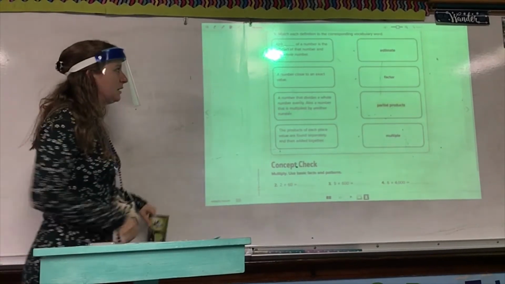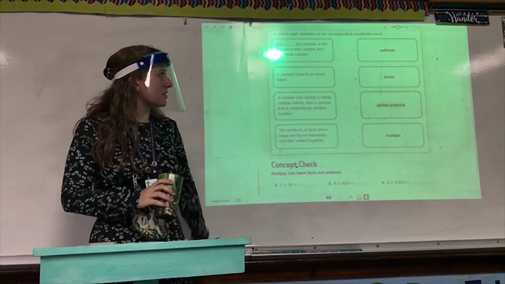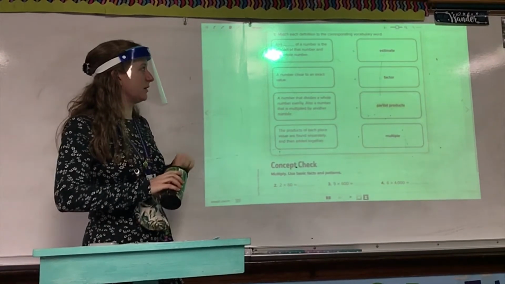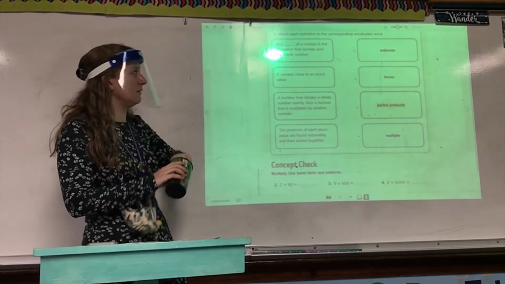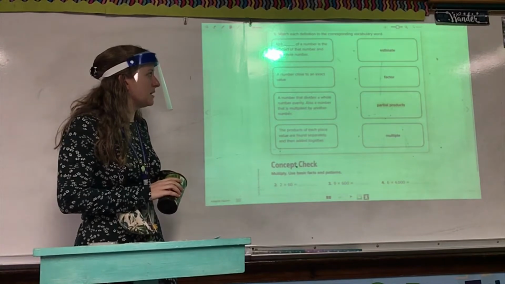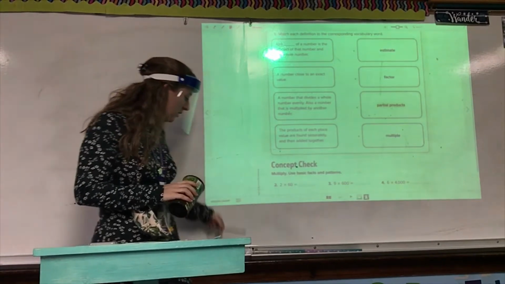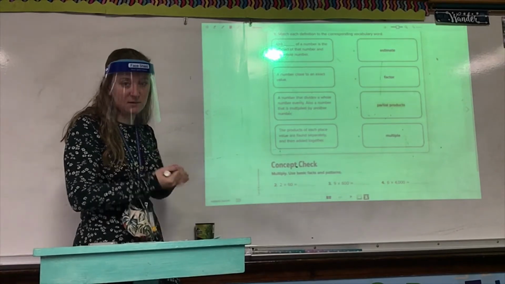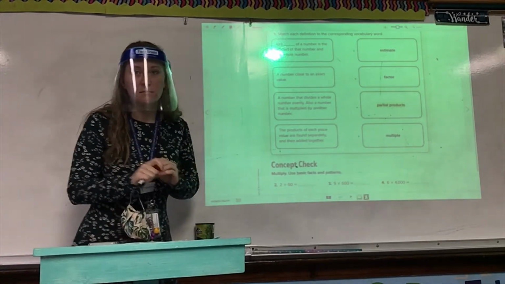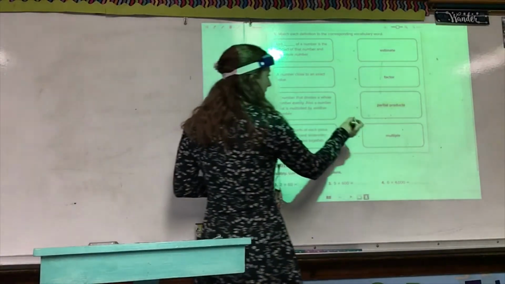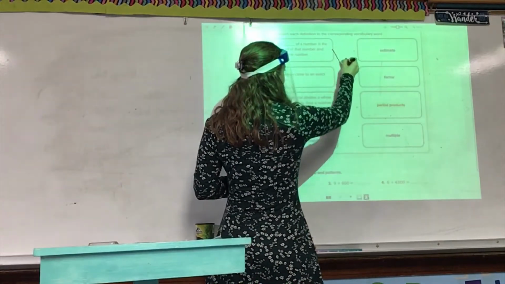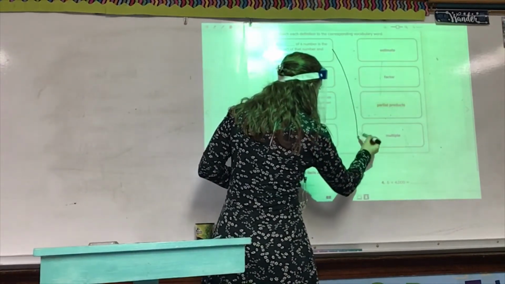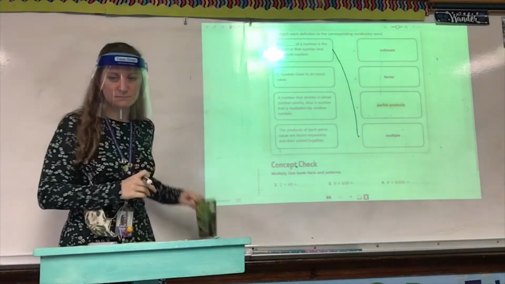Okay, number one, match each definition to the corresponding vocabulary word. First, we have a blank. A number is the product of that number and any whole number. Multiple. Very good. So we need to draw a line from this box down to the box for multiple.